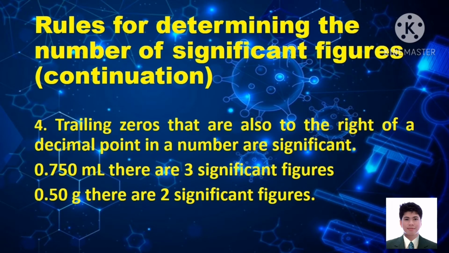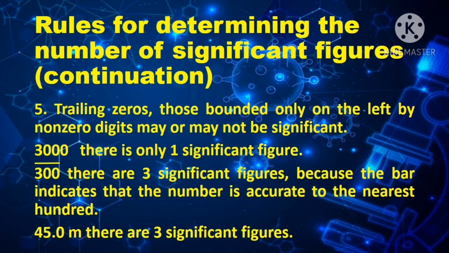Rule number 4: trailing zeros that are also to the right of a decimal point in a number are significant. For instance, 0.750 milliliters has three significant figures. Next, 0.50 grams has two significant figures.